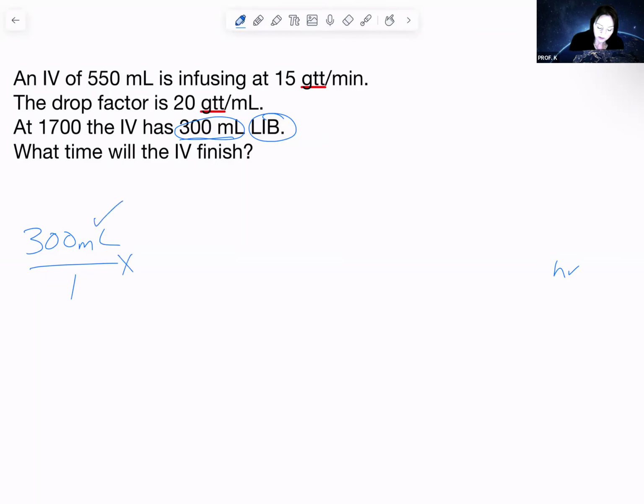So how do I get rid of milliliters and make my way towards hours? Well, I've already used this part of my problem. I know I'm solving for time. So how do I get rid of milliliters? Well, I'm going to look at my problem. And in my problem, there's 20 drops per milliliter. All right, that gets rid of my milliliters. So I'm going to cross it off.